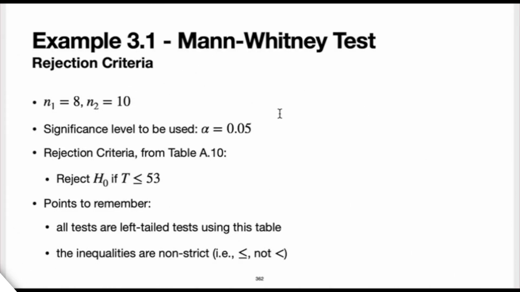Okay, so here is the 5% table for table A10. So what we do first is look for the sample size corresponding to sample 1, so N1, right? So this is the column we're looking at. And then we look for the row corresponding to N sub 2. So I've got that highlighted here. And so we look for the intersection, and we see that the critical point for this test is 53. And so the rejection criterion at a 5% significance level is to reject the null hypothesis if the test statistic T is less than or equal to 53.